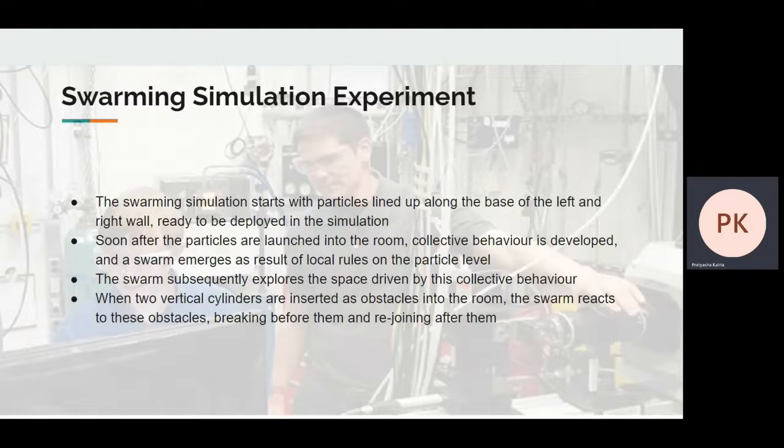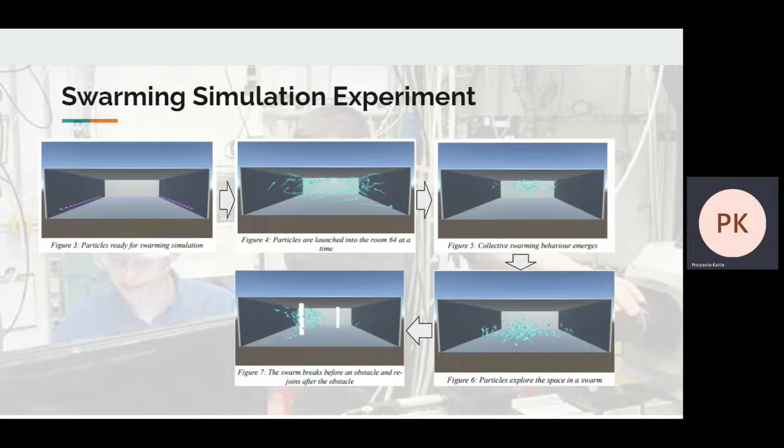The swarming simulation starts with the particles lined up along the base of the left and right wall ready to be deployed in the simulation. We can see this in the first figure. These particles are launched 64 at a time on keyboard key down command so that multiples of 64 particles can be deployed in each simulation.